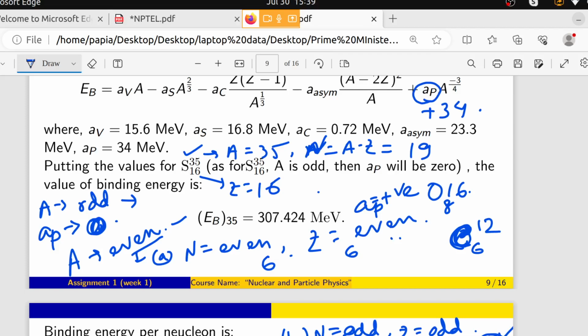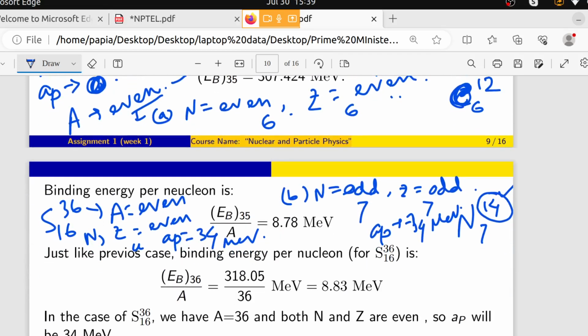Just like the previous case, the binding energy per nucleon for S1636 will be this one. So here you can see that for 1636, A is even, and also N and Z both are even. That means AP will be 34 MeV. For that expression, for calculation of the binding energy of S1636, we have to mention AP as 34 MeV, and then we have to calculate the EB value.